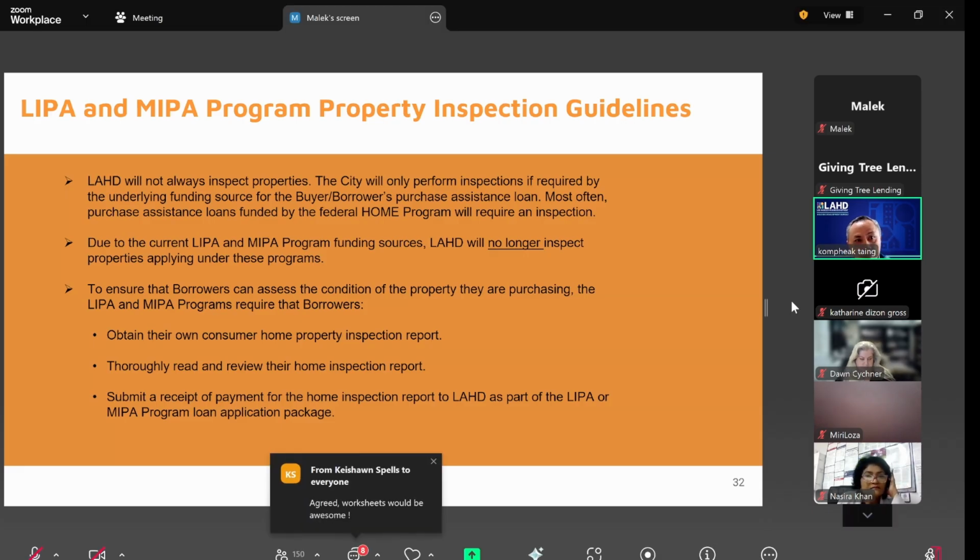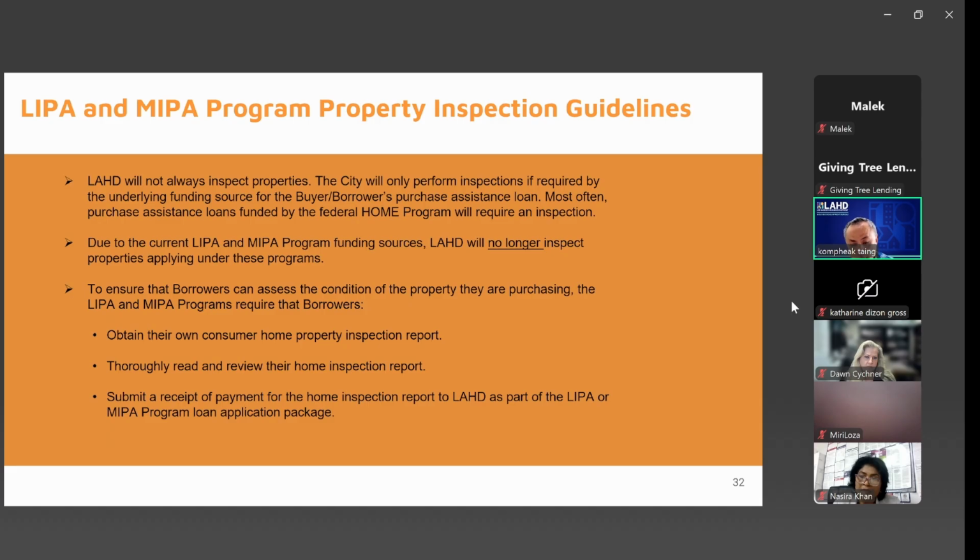LIPA and MIPA property inspection guidelines. The city will not always inspect the properties. The city will only perform inspections on properties if required by the underlying funding source for borrower's purchase assistance loan. Often, those purchase assistance loans funded by the federal home program will require an inspection. Due to the current LIPA and MIPA program funding sources, LHD will no longer inspect properties applying under these programs.